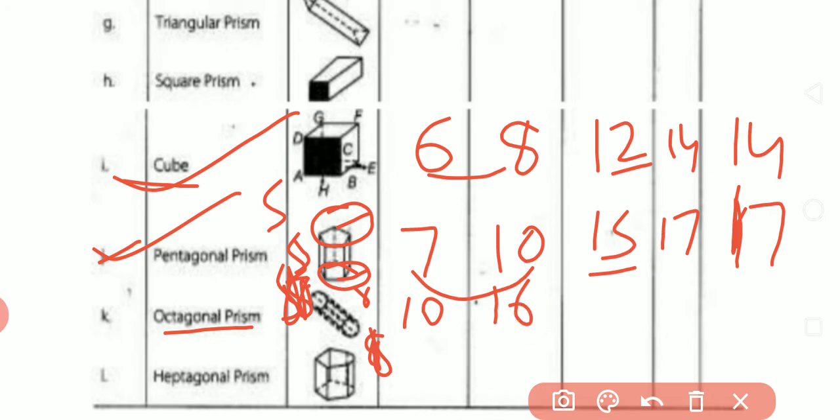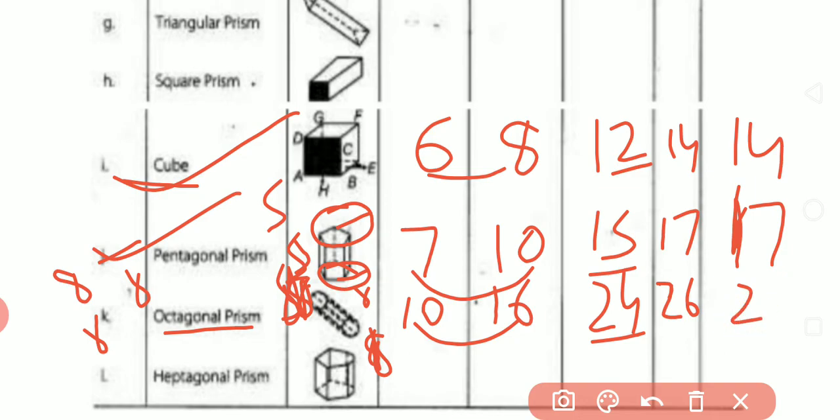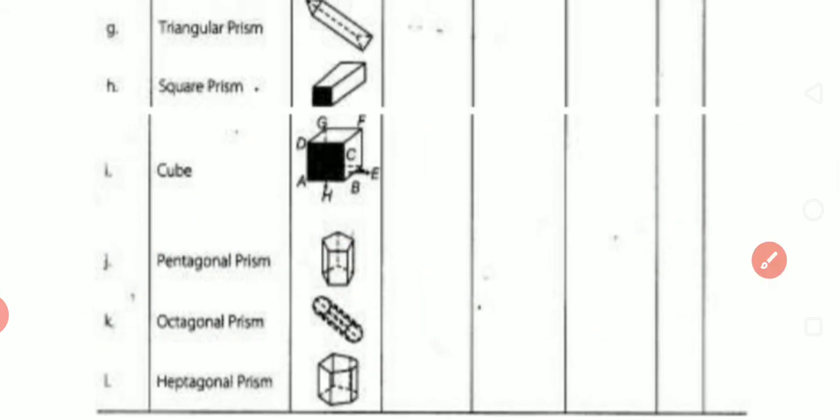How many edges will it have? 8 at the top, 8 at the bottom, and 8 at the side. You will have 24. So let us add f plus v, that is 10 plus 16 is 26, and e plus 2, that is 24 plus 2, is also 26. So you can say that octagonal prism is a polyhedron. Let us come to the next part.